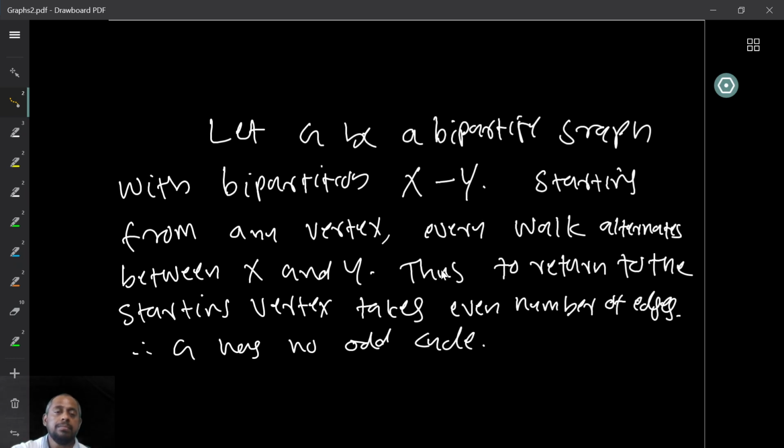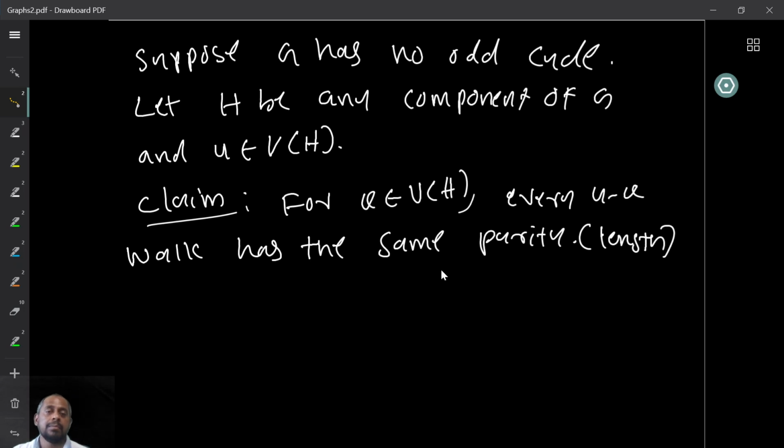Now, the other part, the converse. Suppose you want to prove that a graph is bipartite if it has no odd cycle. So suppose there is no odd cycle, then you have to show that the graph is bipartite. So how do you show that? We take a graph without any odd cycles and then we construct a bipartition.